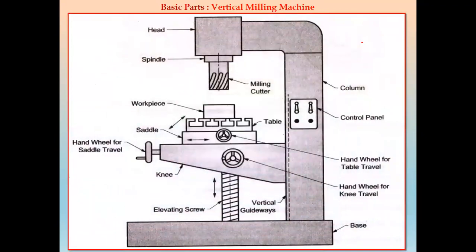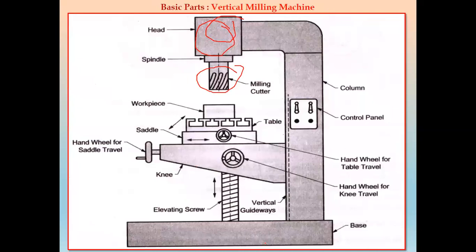Now, if you see the vertical milling machine, there is no arbor and no overarm. Instead, we have a head, as in a drilling machine where we have a drill head. Here we have a mill head. The electric motor and all that are provided there. We have a spindle, and in that spindle we attach the milling cutter using a chuck, as in a drilling machine. All other parts are the same as in the horizontal milling machine.